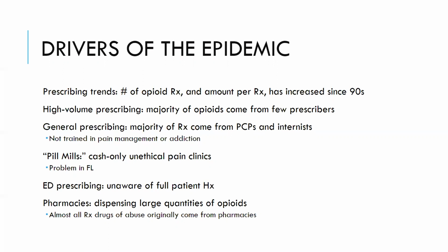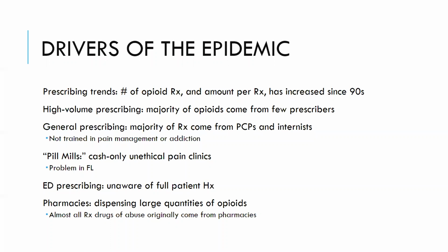One is the prescribing trends. We are seeing a larger number of opioid prescriptions, and the amount per prescription has increased as well. Since the 90s, we're seeing more and more scripts for opioids, and the amount per script has increased as well. So more and more is entering the marketplace via pharmacies, basically.